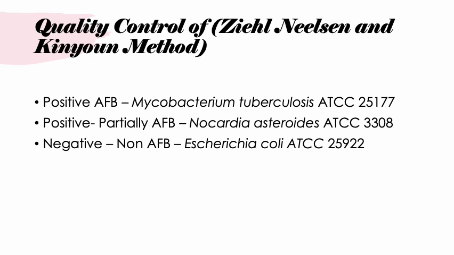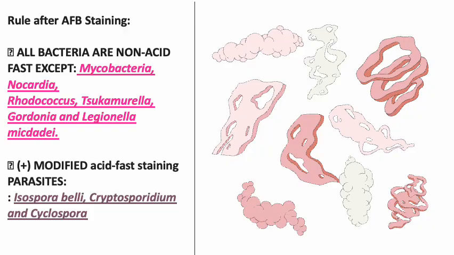Now, the quality control for the Ziehl-Neelsen and Kinyoun methods are the following. For positive AFB, our representative is Mycobacterium tuberculosis, ATCC 25177. For partially positive AFB, we use Nocardia asteroides, ATCC 3308. For the negative non-AFB result, we use a non-AFB bacterium, Escherichia coli, ATCC 25922.